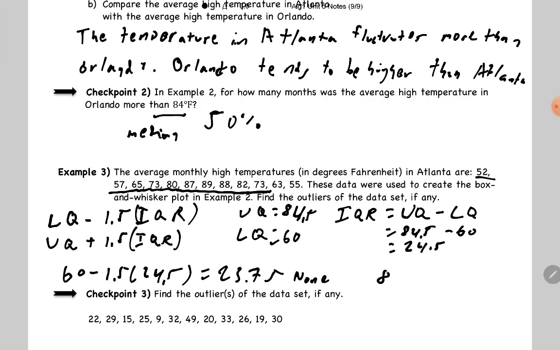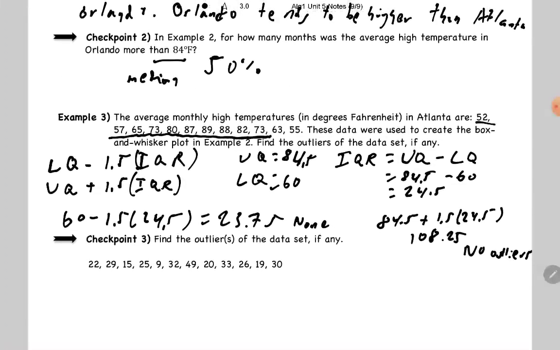Okay, let's do the upper quartile. So upper quartile is 84.5 plus 1.5 times IQR, which is 24.5. And that'll give us a temperature of 108.25. Is there any temperatures greater than that? So no outliers. Alright, let's do that again.